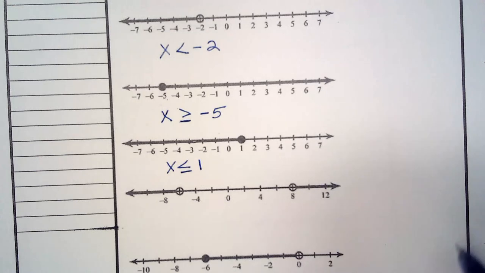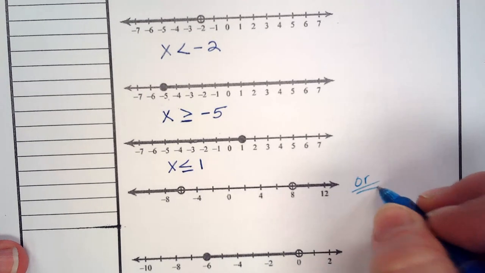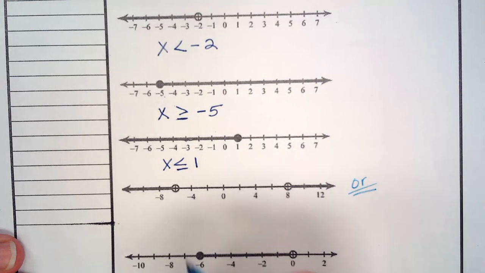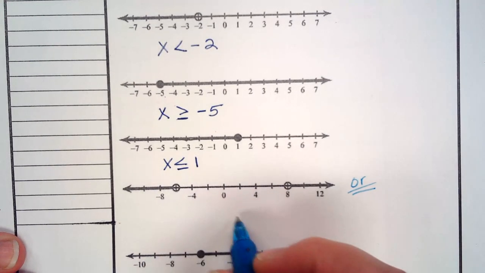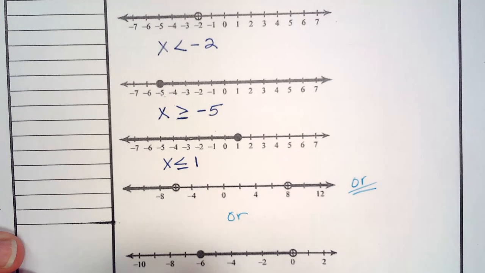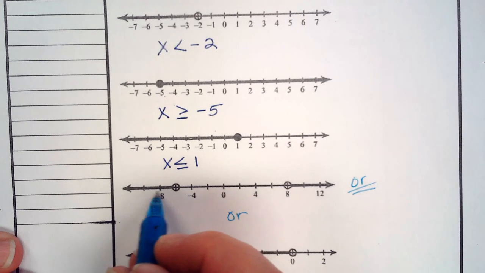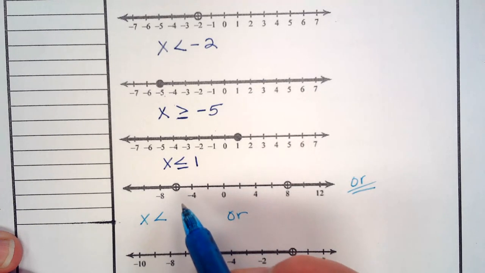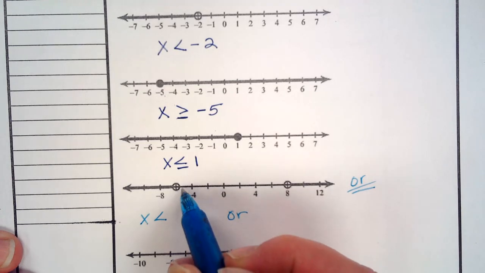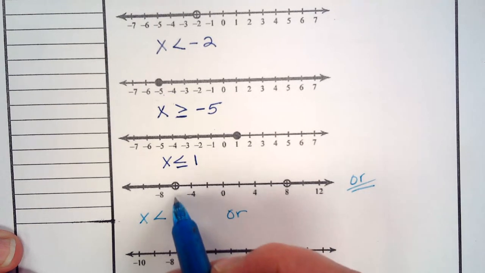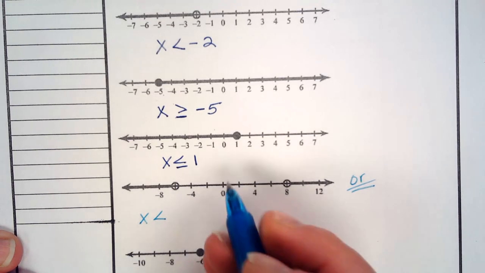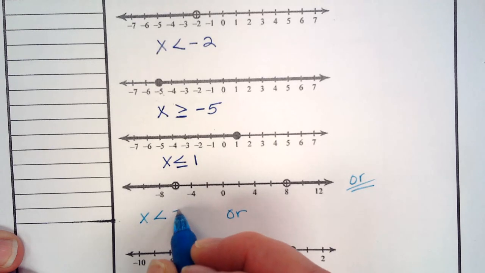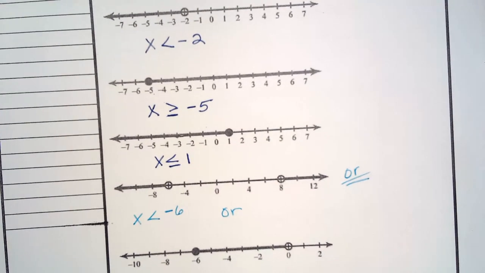Okay, when the shading is on the outside, remember this is our or statement. So we're going to look at the first part or the second part. So if I'm looking, this is less than. Is it also equal to? No, it's an open circle. What number would this be? -4, -8. What is in the middle? -6 is halfway between -4 and -8.